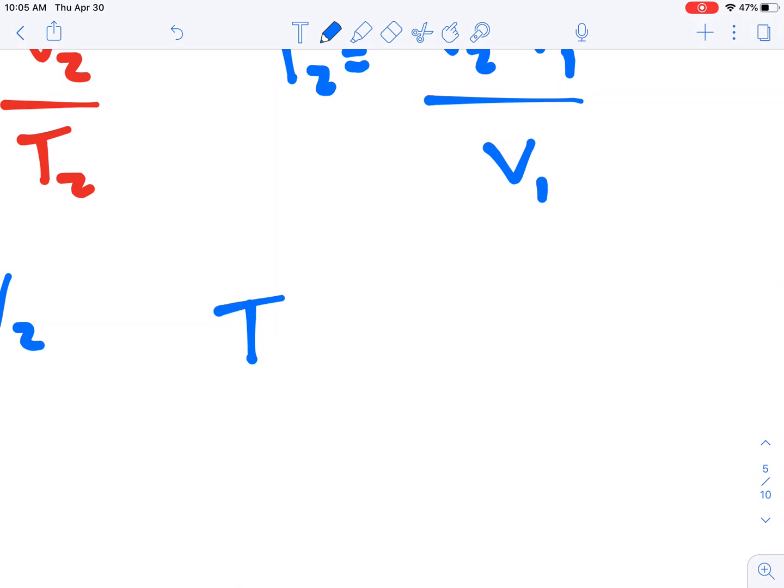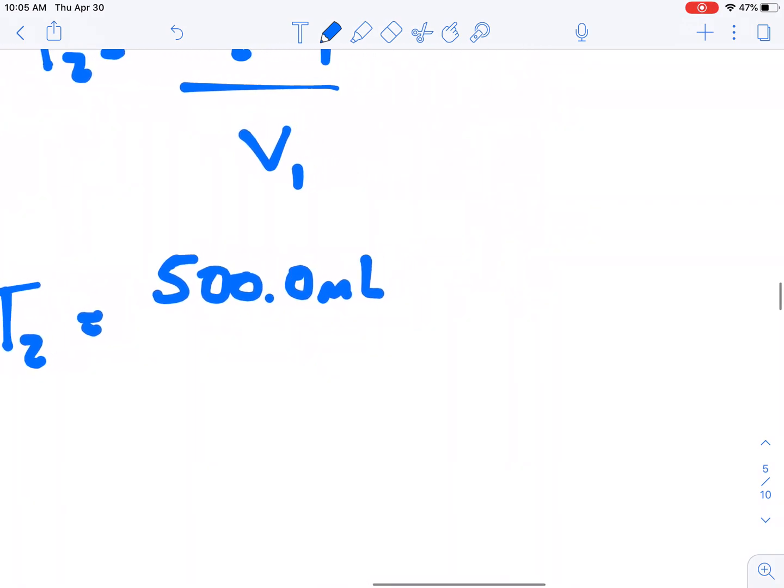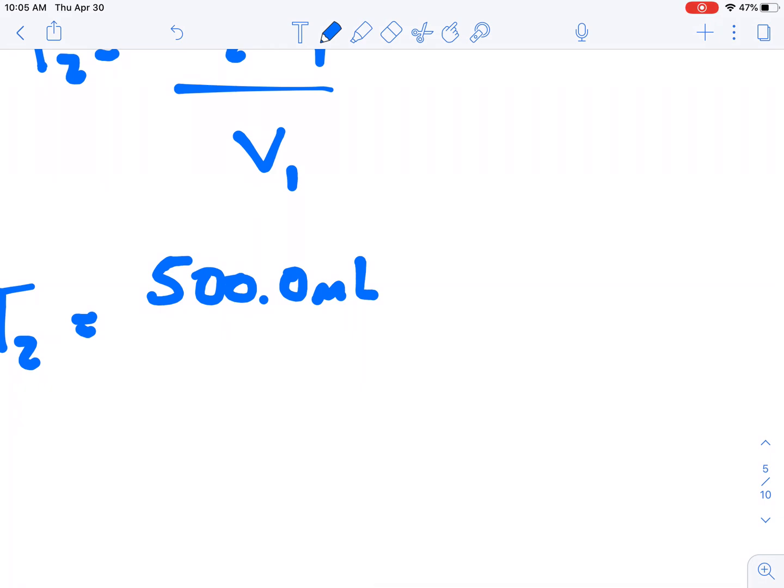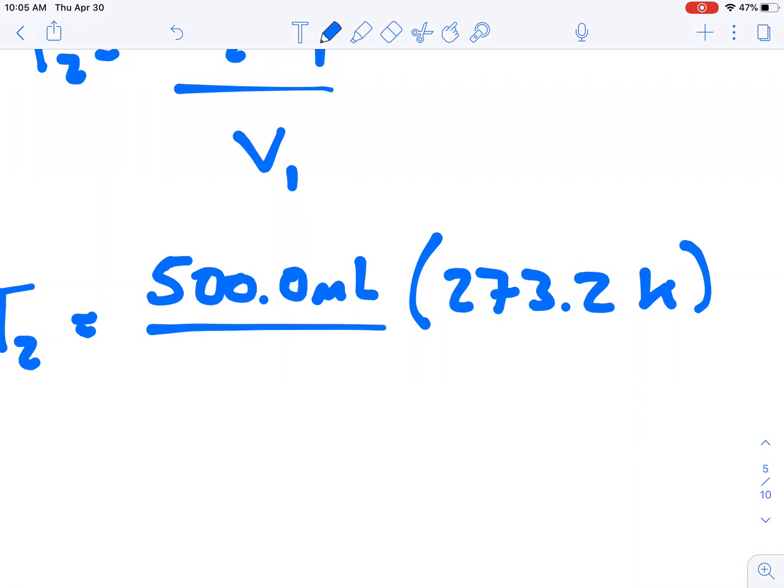So if we want to plug in, we know that our initial volume is 500.0 milliliters. We know that our initial temperature is 273.2 Kelvin. And we know that our final volume, pardon me, is 375 milliliters.